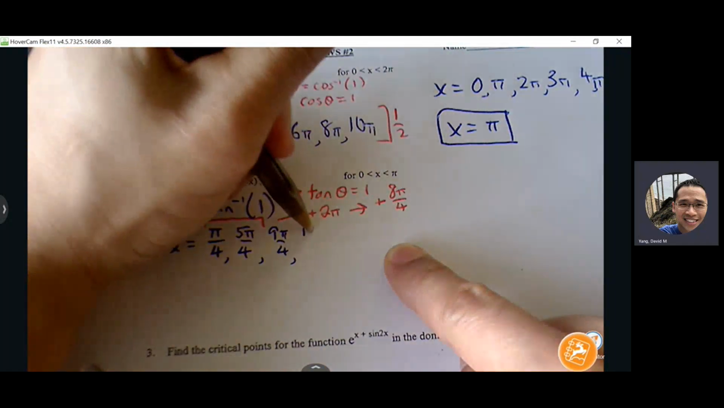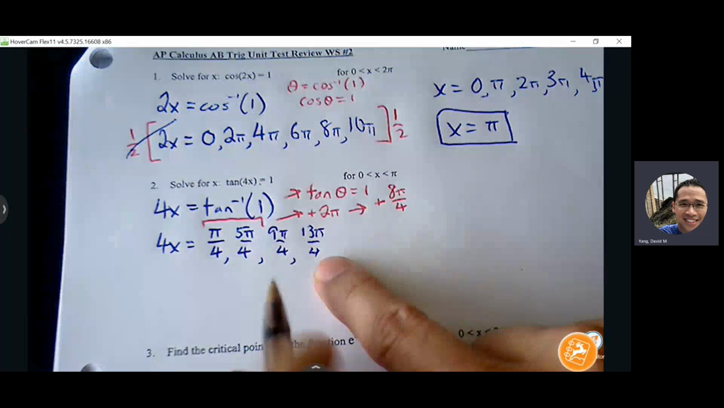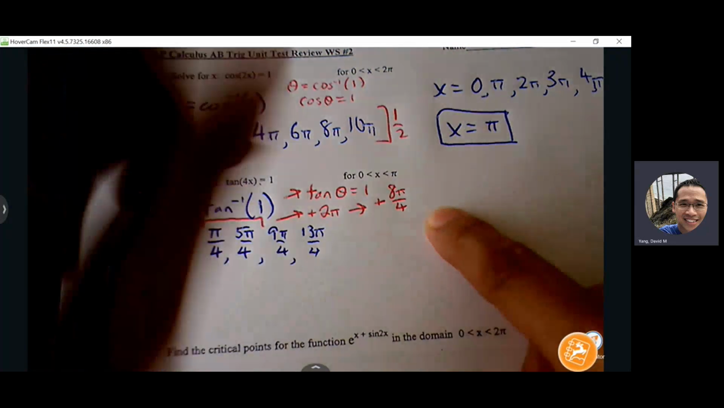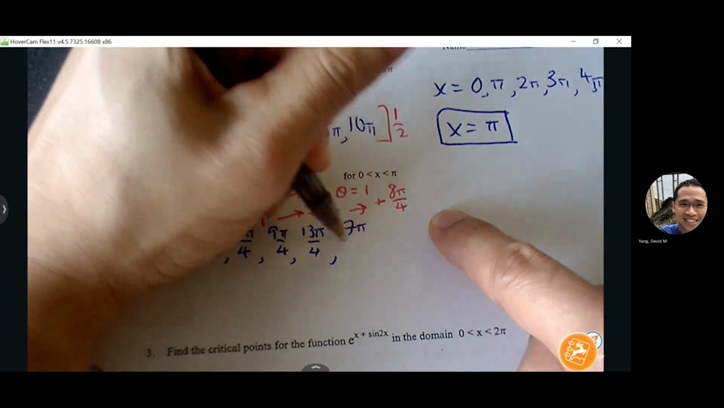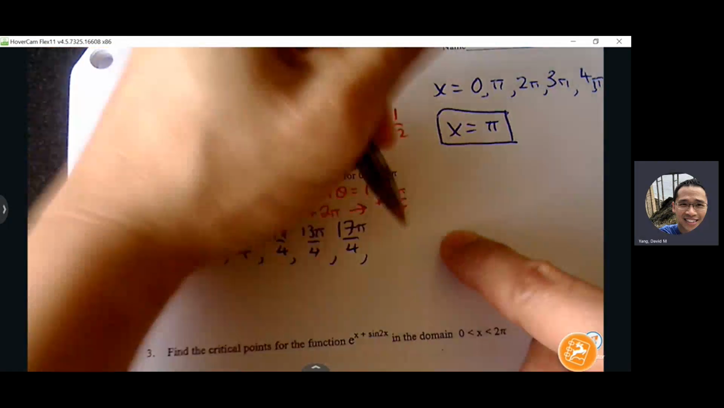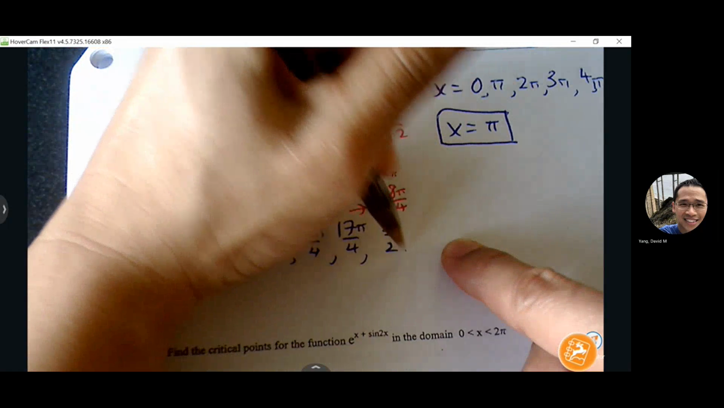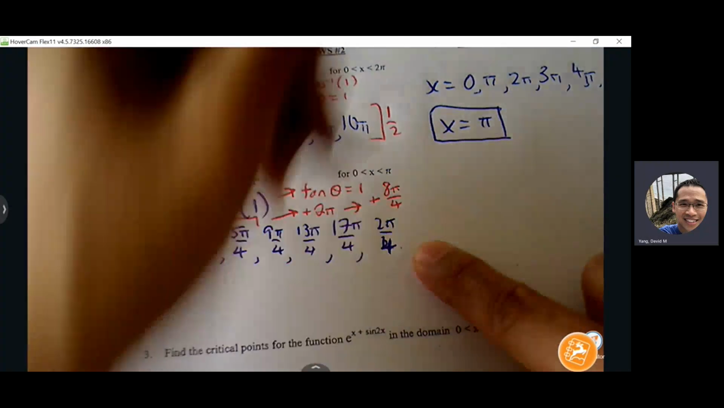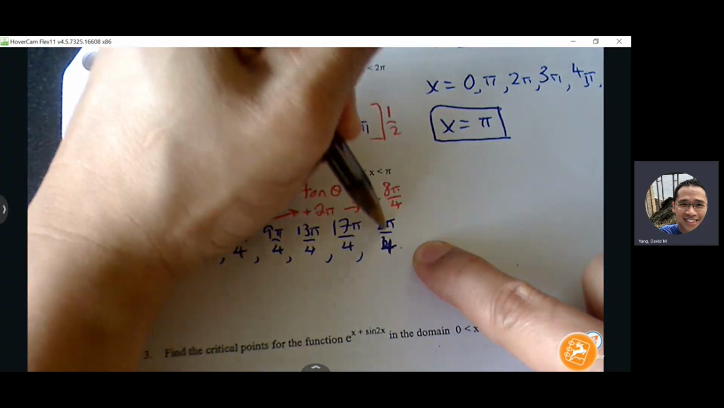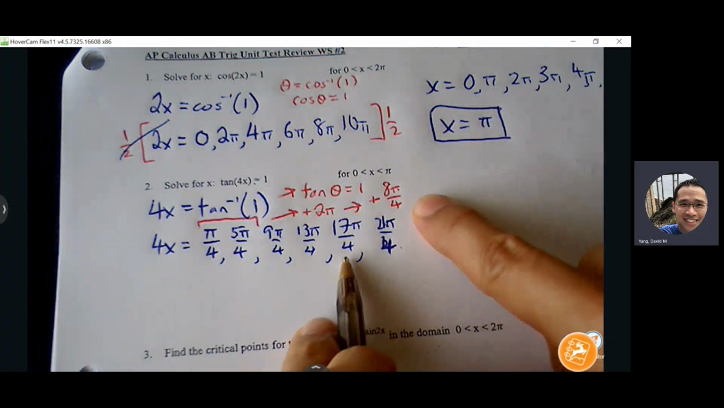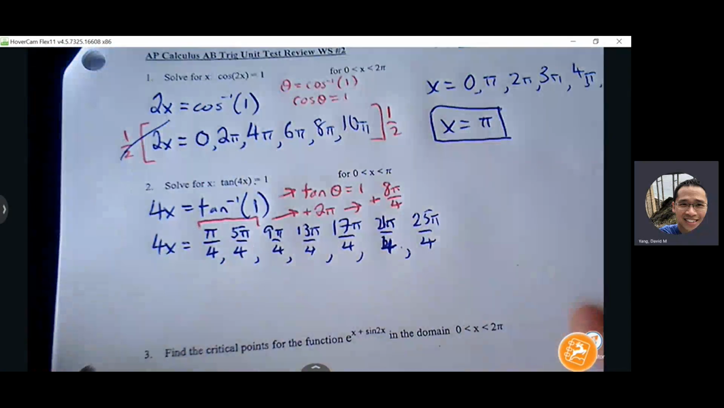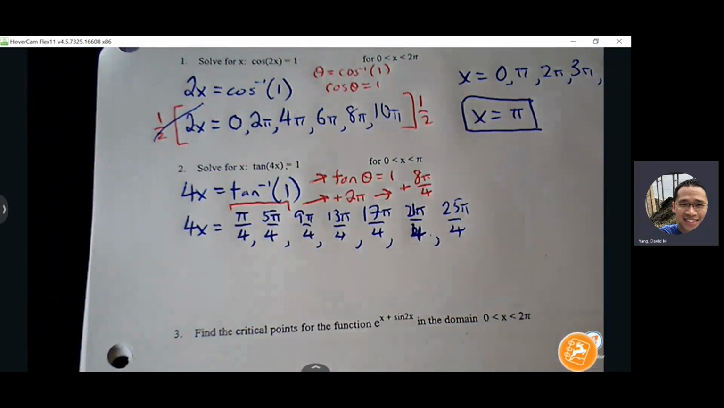5 plus 8, 13. Okay, so the one that I just found, I'm going to keep adding 2π to it. So the next one up is, okay. Then I'll do one more here. Sorry, this is 21. The next one is 25. Okay. Hopefully more than enough.